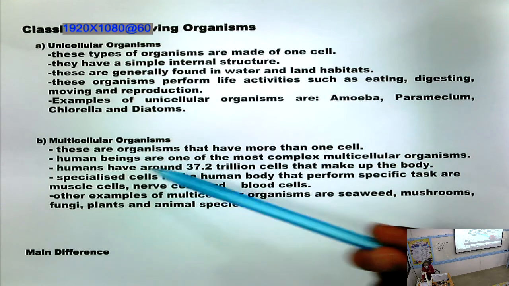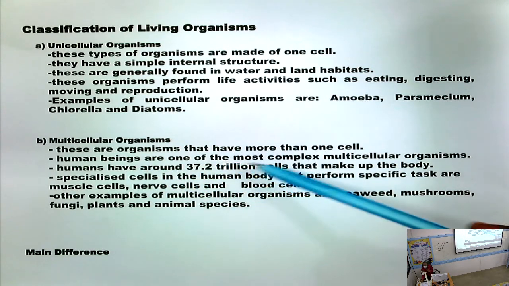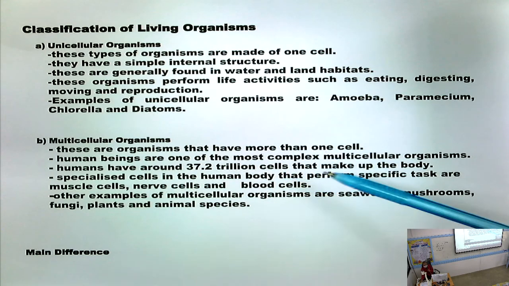Right, human beings have around 37.2 trillion cells that make up the body. You can see how complex a human being is. We are human beings. We are made up of more than 37 trillion cells. You are made up of more than 37 trillion cells. That's why we call you a multicellular organism.